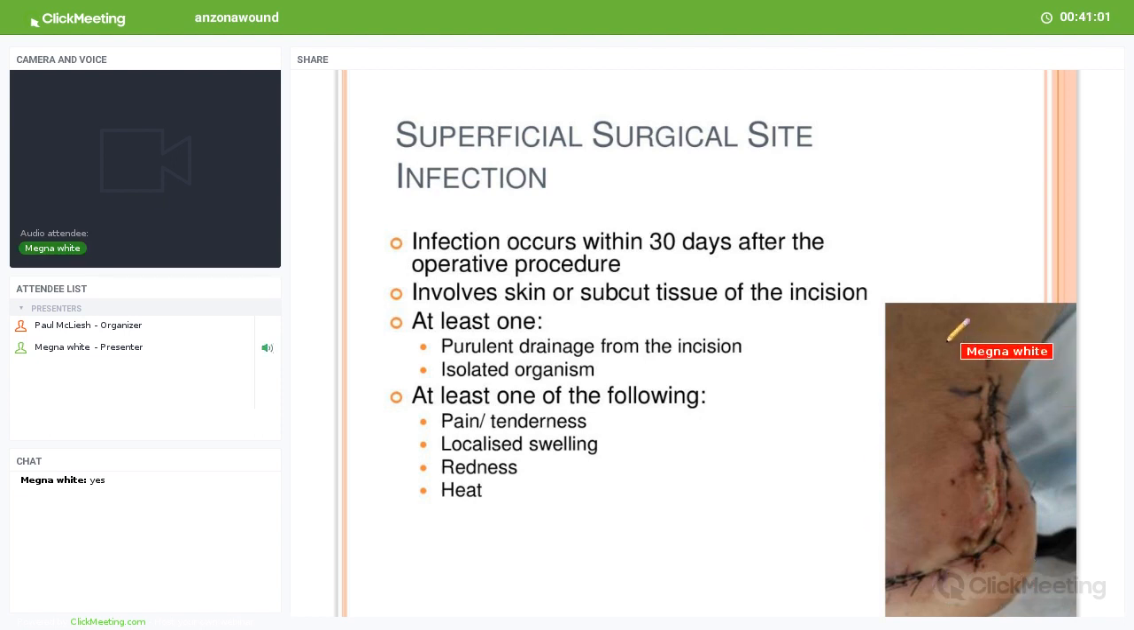Infected wounds, we wouldn't put on a dressing that would stay on for a week. We would want to look at it a lot more regularly. Again, depending on the X-ray and how unwell the patient is would determine how often you would actually have to view this wound.